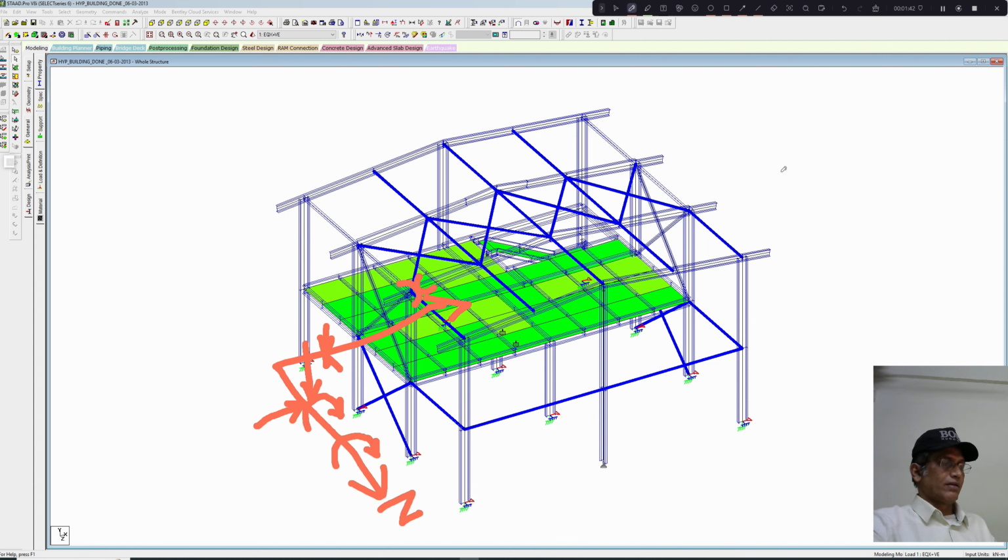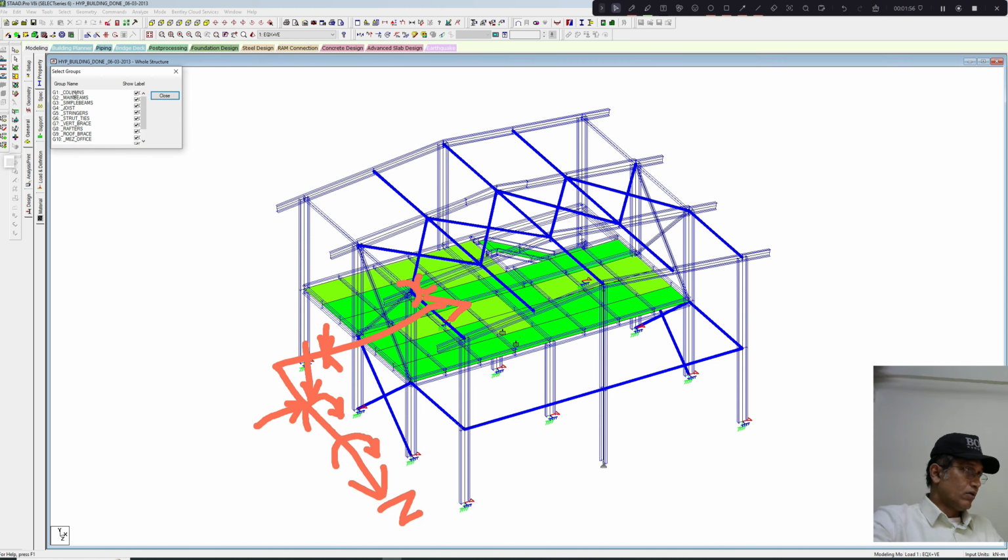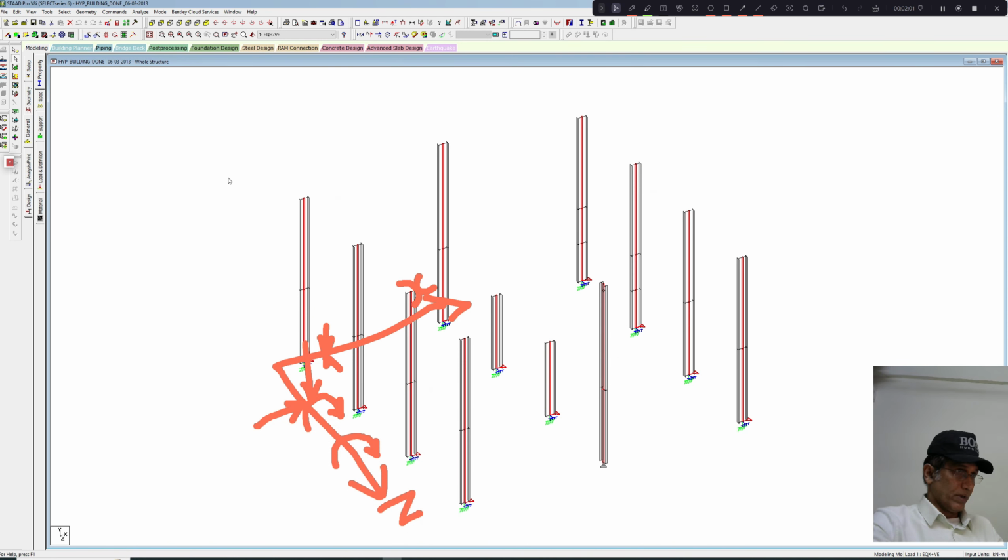So let us select all the columns. We already have defined a group for columns. So go to select by group name, columns, view, selected object. So these are our columns.